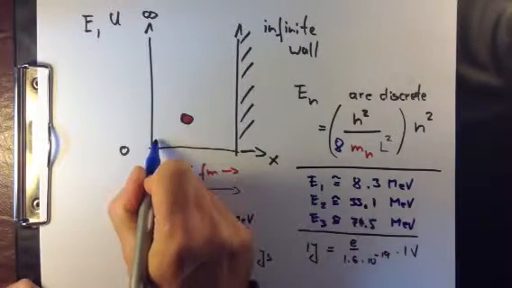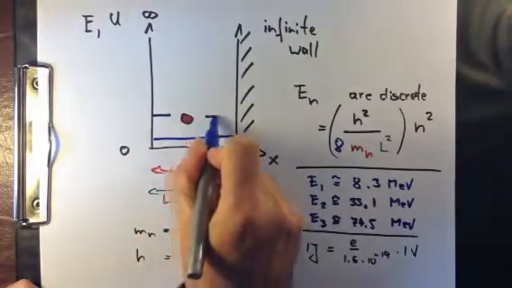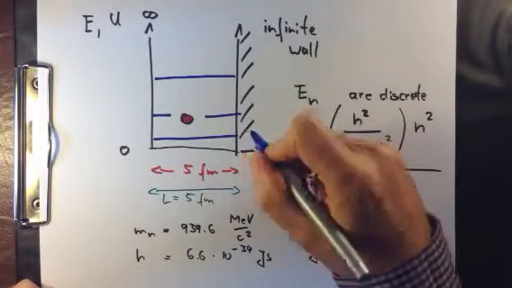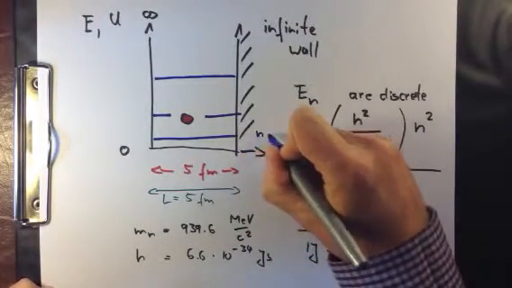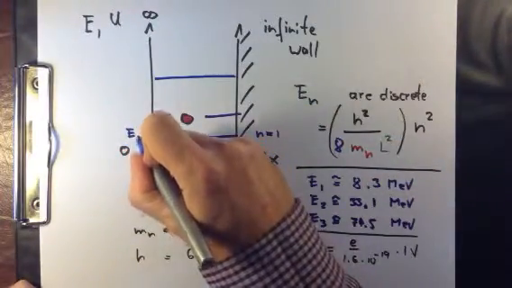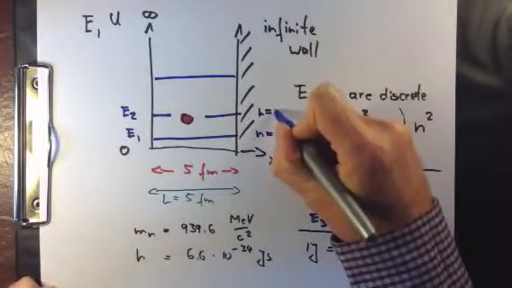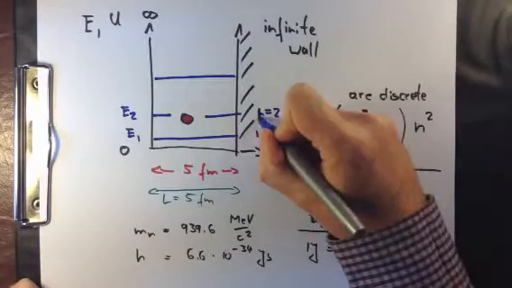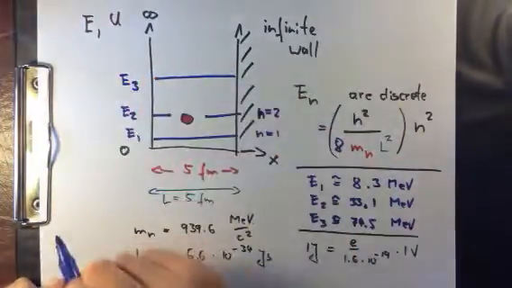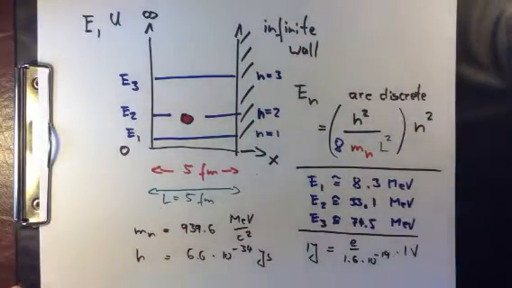Those energies correspond to discrete states for the neutron in this infinite box, whereby n equals 1 corresponds to this state, E1. The state with the energy E2 would be a state with quantum number n equals 2 at that point, and the energy state E3 would have a quantum number of 3 and might be drawn there.